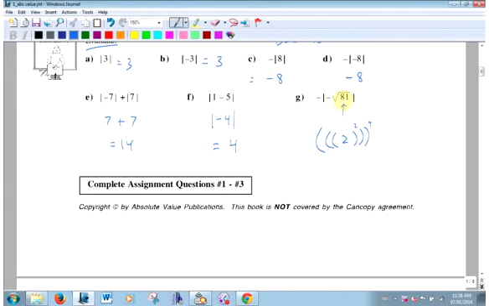What's the square root of 81? So this is the same as minus the absolute value of minus 9. How far away is negative 9 from 0?